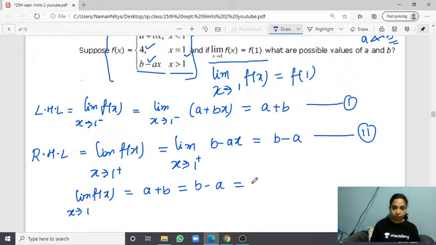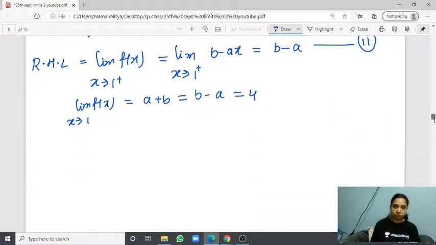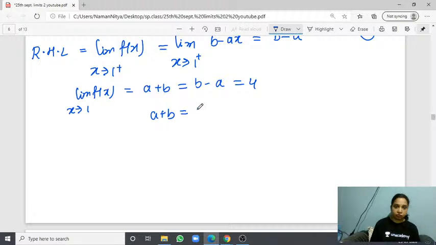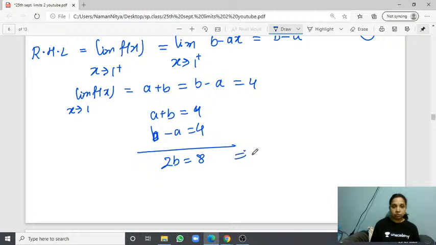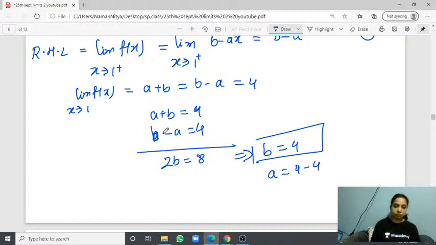F of 1 is 4. So you can just write 4 like this. So what you are getting actually, a plus b equal to 4, and b minus a, that is also equal to 4 only. So if I'm just adding these two, what will I get? 2b equal to 4 plus 4, that is 8. So from here I can say b equal to 4. And if I substitute in any equation, I'll get a value. A will become 4 minus 4, so that is going to be 0. So a equal to 0.